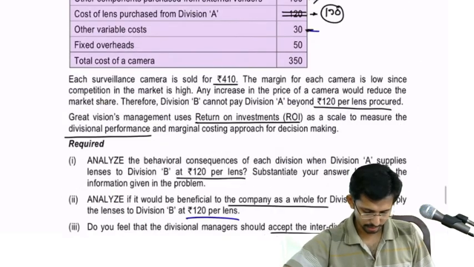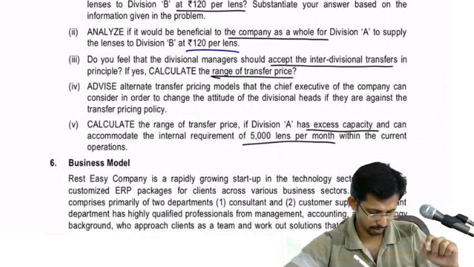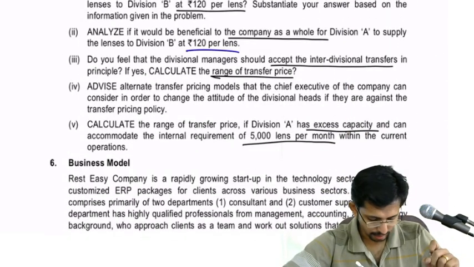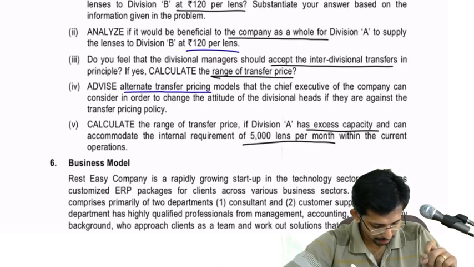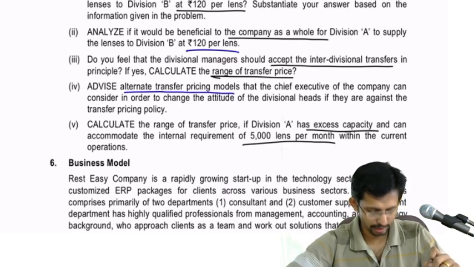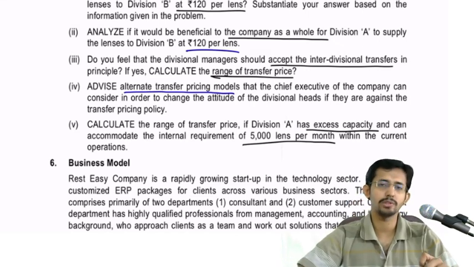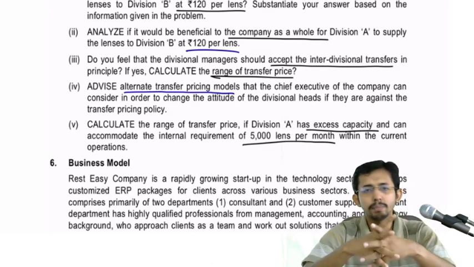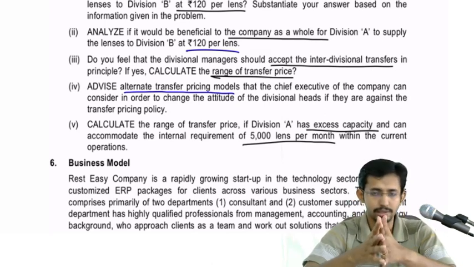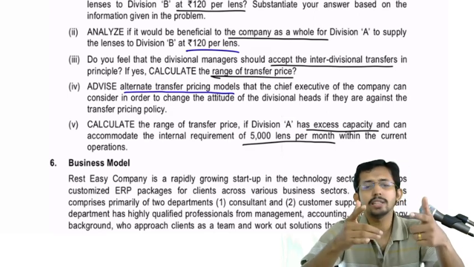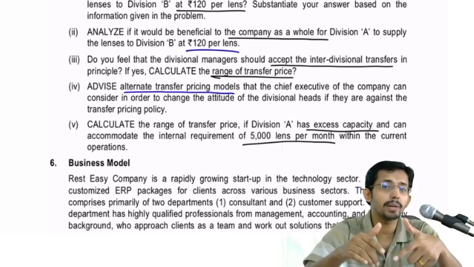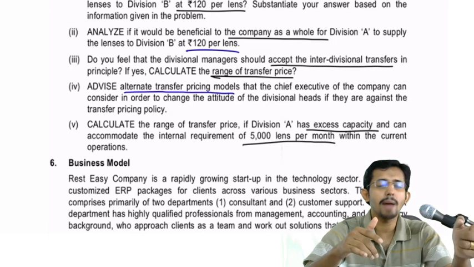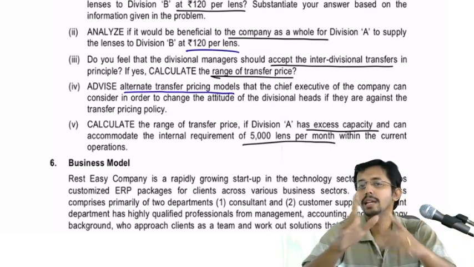Now two more questions. What is the fourth one? Advise alternate transfer pricing models that the chief executive of the company can consider in order to change the attitude of the divisional heads if they are against the transfer pricing policy. We have already seen that they may be against the transfer pricing policy due to some genuine reasons. Here if you see, if the transfer price is fixed at 120 per unit, then the division A manager will not be agreeable to the TP.